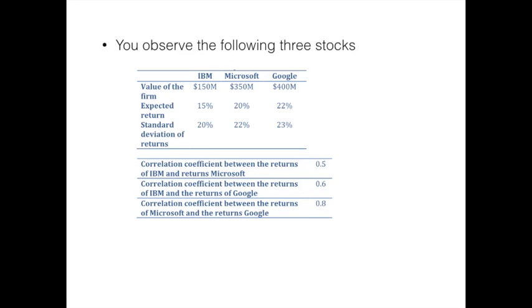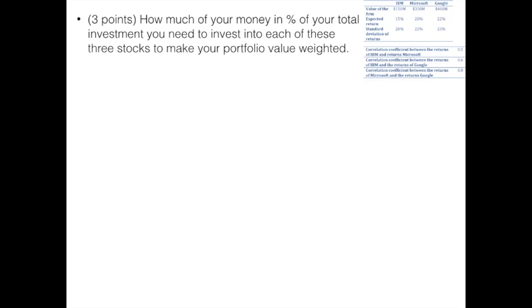Okay, we move to a bit different part of the exam. We are moving to the part of the exam that deals with stocks and with risk and return and stuff like this. So you're given a table that looks similar to this one. In this table you have values of these firms. These numbers are obviously invented to make your calculations easier. You have expected returns, expected standard deviations, and the correlation coefficients between each pair of these firms. And then the first thing that I would ask you is to create a value-weighted portfolio.